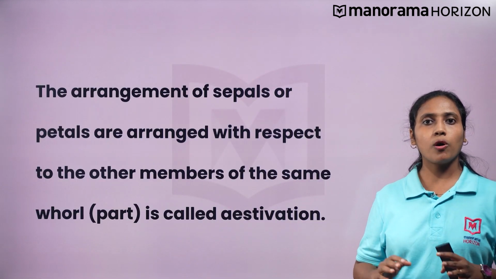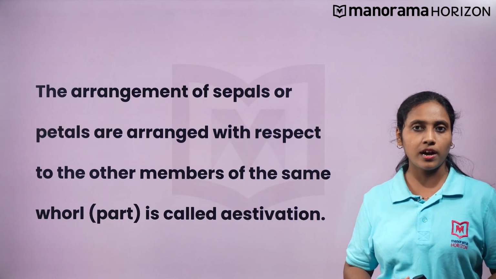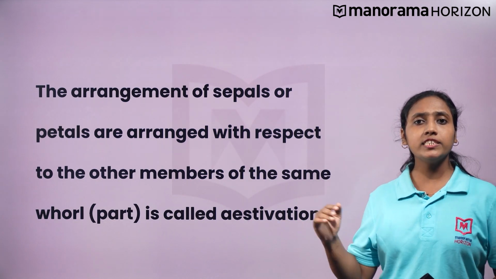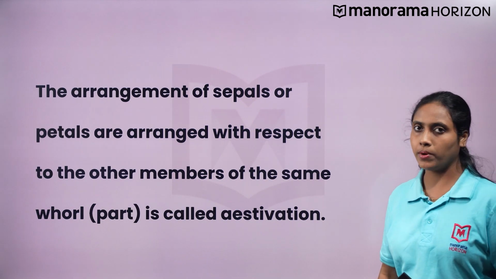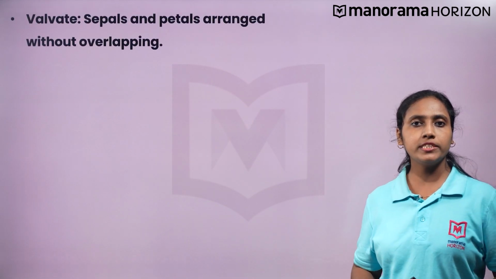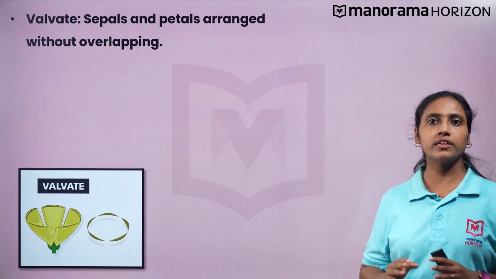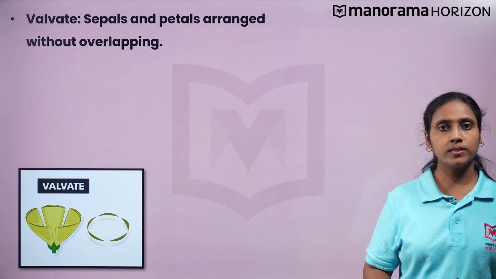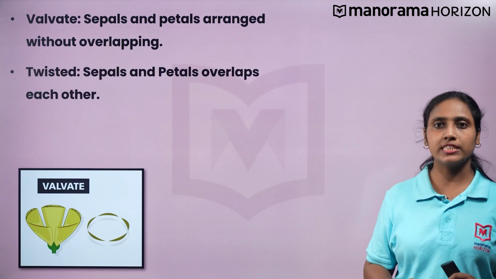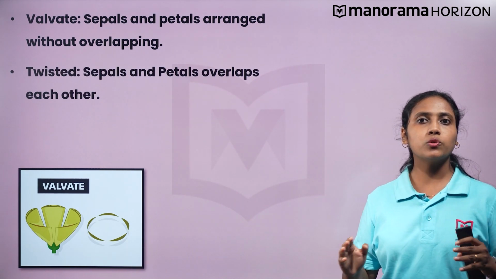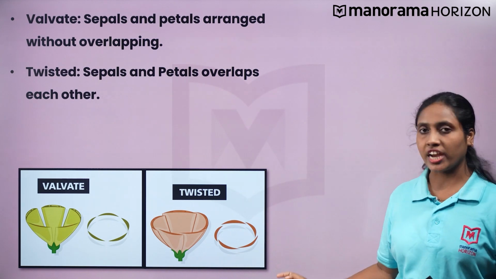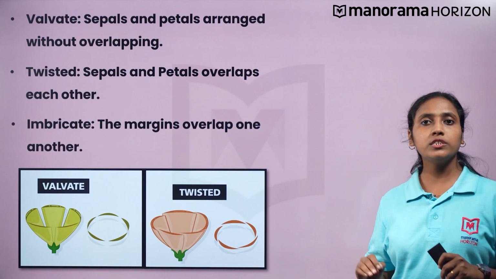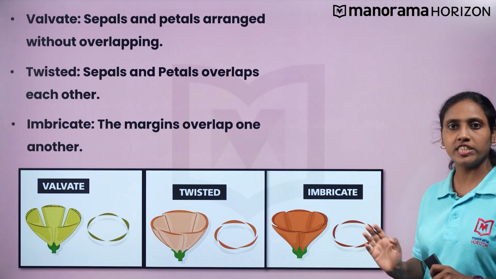The way sepals or petals are arranged with respect to the other members of the same whorl is called estivation. There are various types of estivations. Let's see them one by one. Valvate estivation, where the petals and sepals just touch each other at the margin without overlapping. Example as in Calotropis. The next one is the twisted estivation, where the appendages overlap each other, as in China rose.